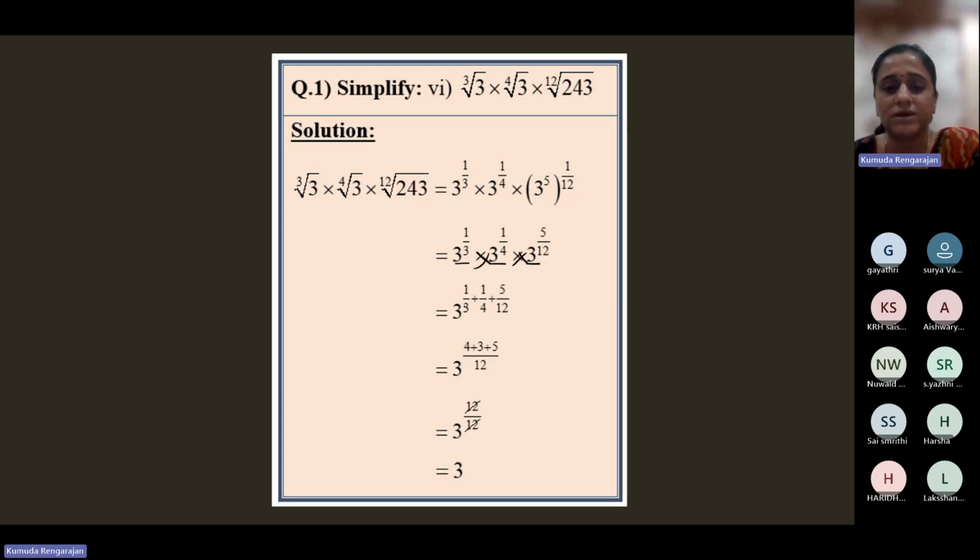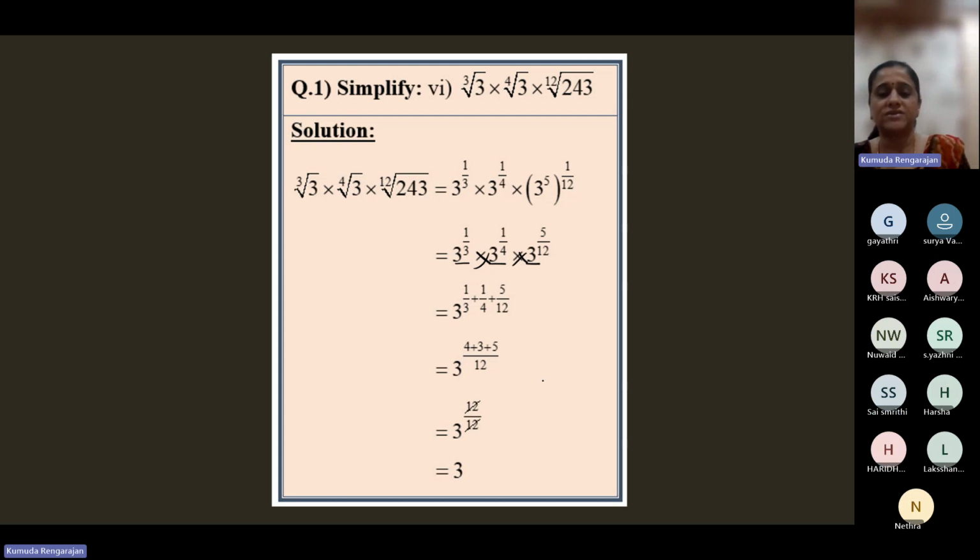When the base is raised to many powers, multiply all the powers. So here the bases are the same and it's multiplication, so add the powers. 1 by 3 plus 1 by 4 plus 5 by 12. Taking the LCM, we get 12 by 12. It cancels, giving 3 to the power 1, which is 3.